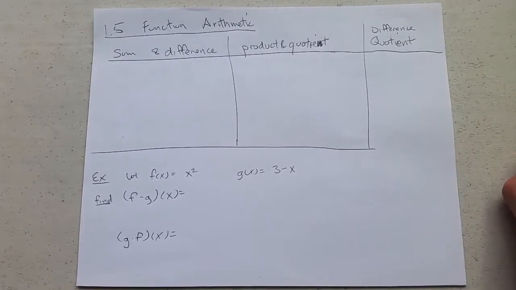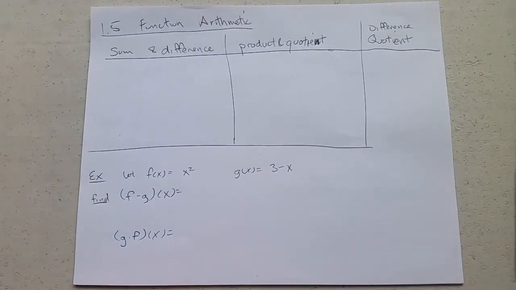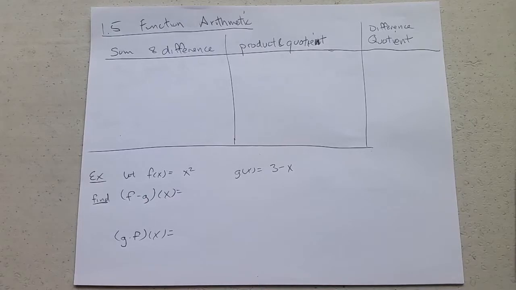Section 1.5 is function arithmetic. This is basically a notation. 1.5 is function arithmetic. This is really just function notation continued.